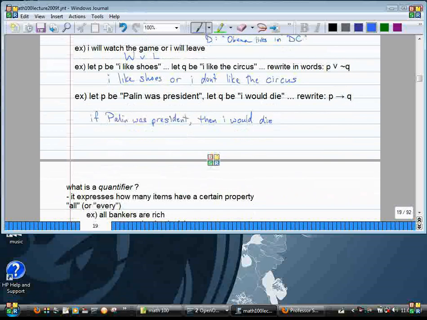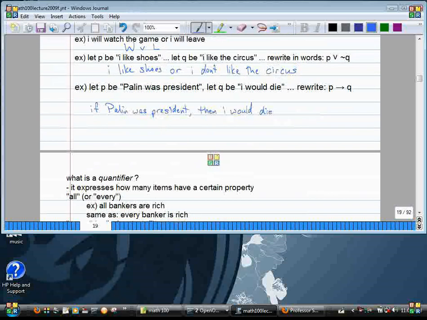So, for example, all bankers are rich. Notice that this could be written in an equivalent way in English using the word every. So how would you say a statement using the word every that would mean exactly the same thing? Every banker is rich. It's the exact same statement. Okay. That's the first quantifier.